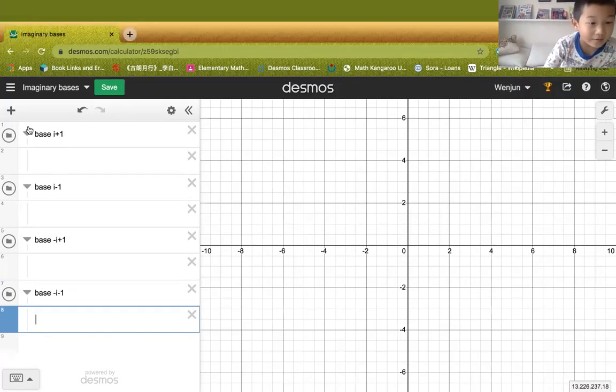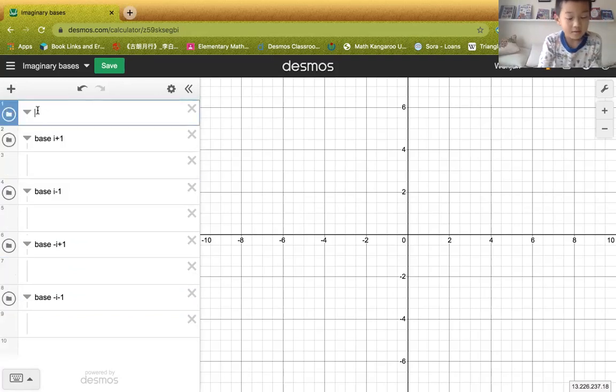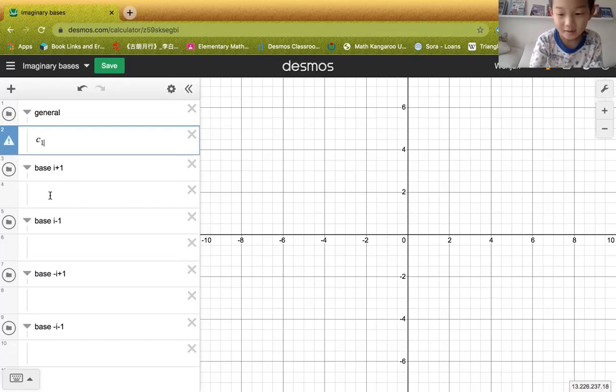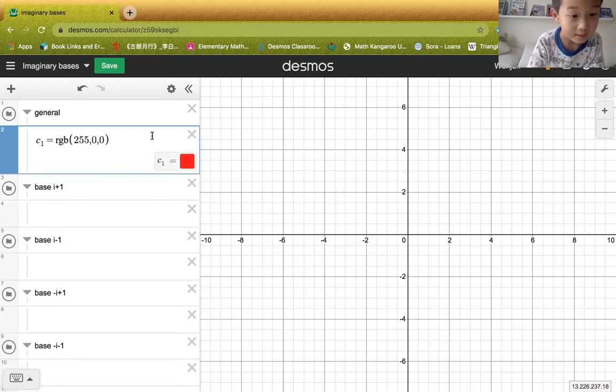Okay, but now we're going to add another folder, general. So we're going to add the colors. I'll label them by C. C1, I'll call it, C1 equals RGB of 255, 0, 0. That makes it.